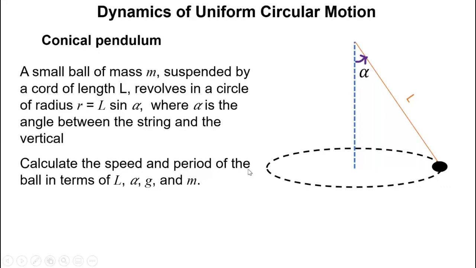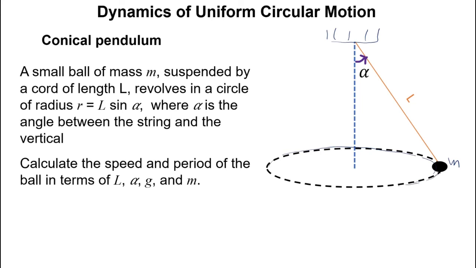In this example, we are going to use the dynamics of uniform circular motion to solve the problem of a pendulum. We have a conical pendulum. We have a mass M. This mass is attached to a string, and the string is connected to the ceiling and is making a uniform circular motion on this horizontal plane.